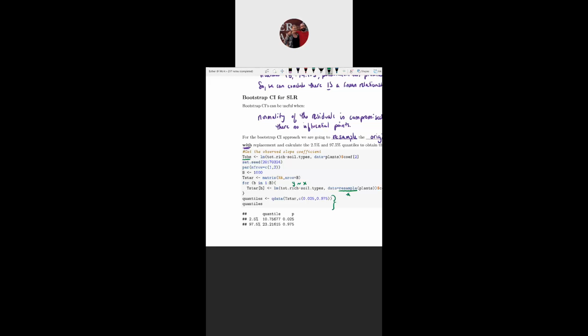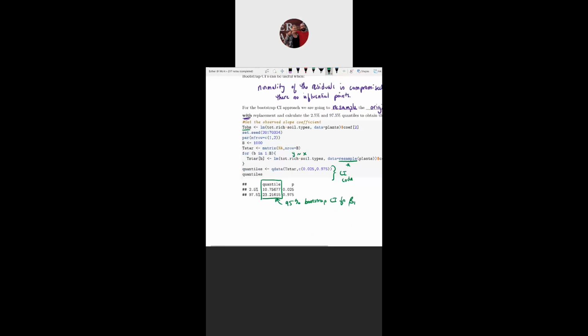And then this bit here is pulling out our quantiles from our permuted values. So this is where we're getting our confidence interval. So here's our CI code. And then it spits out this output. We've seen this before. So we want to grab that chunk right there. And that is our 95% bootstrap confidence interval for the true value of the slope beta 1.